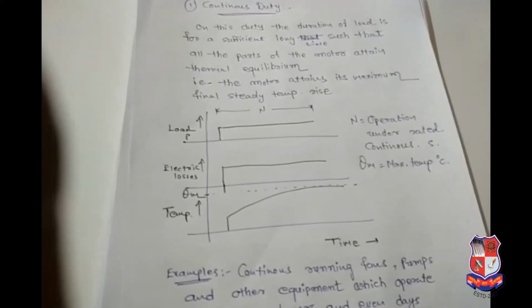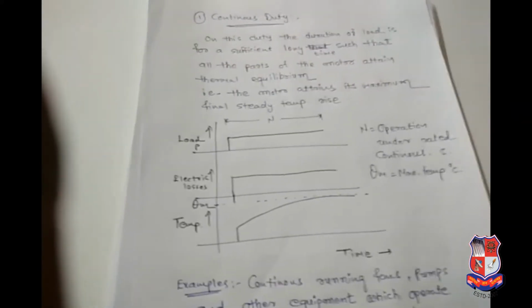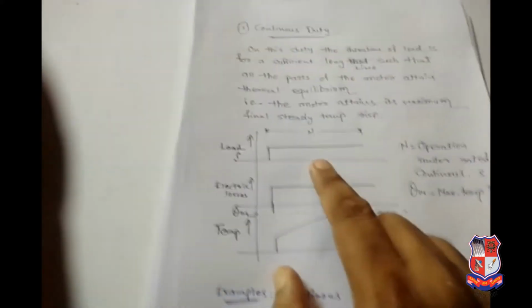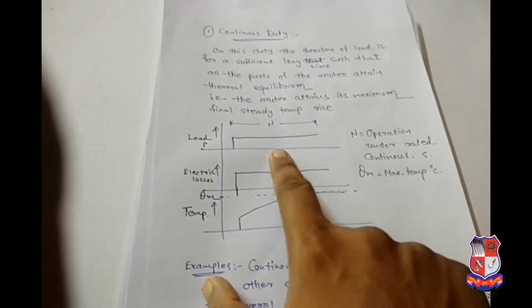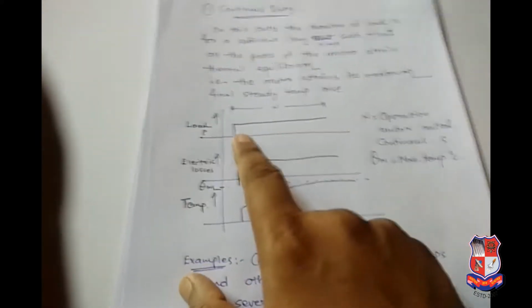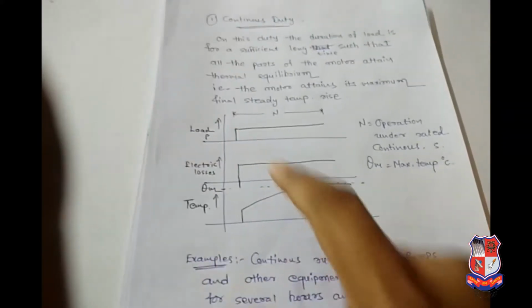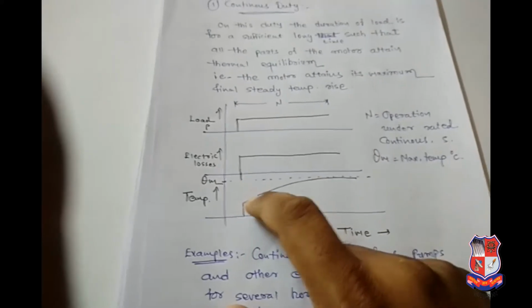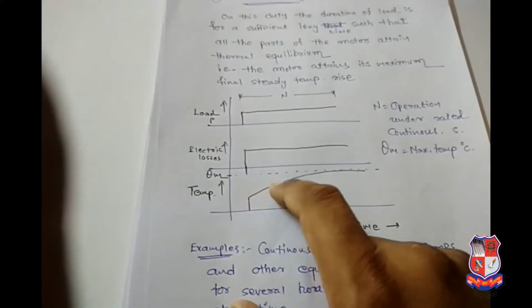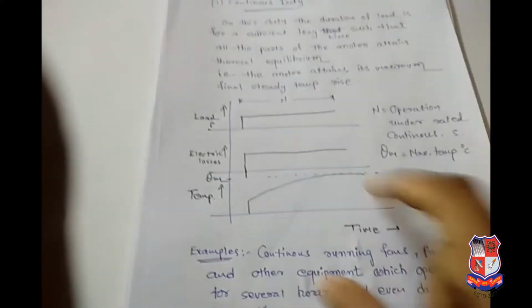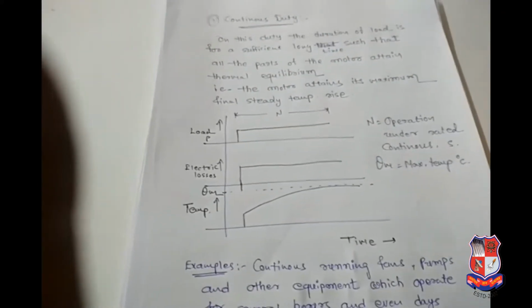So we have graphs of time versus load, time versus electric losses, and time versus temperature. As shown in the graph, here is the graph of time versus load. Now if load increases, then loss also increases, and the temperature, after the starting of the motor, goes on increasing, and at this point it reaches maximum thermal equilibrium.